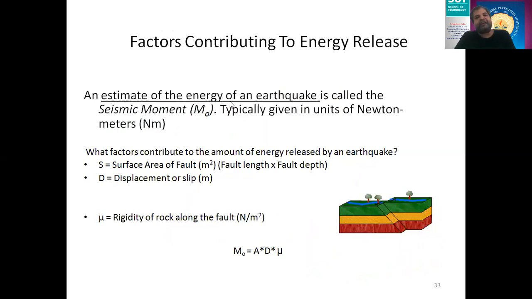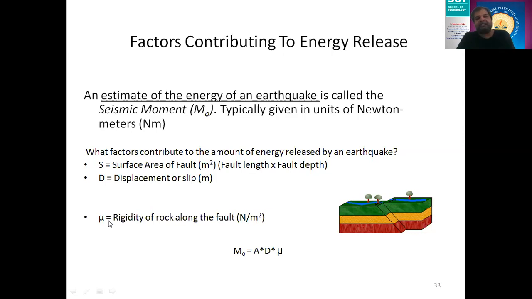An estimate of the energy of an earthquake is called the seismic moment, M0, typically given in units of Newton meter. There are various factors which contribute to the amount of energy released by an earthquake. The first is the surface area, in square meters, which is nothing but the fault length multiplied by the fault depth during the earthquake. Second is the displacement or the slip, which is what we have calculated.